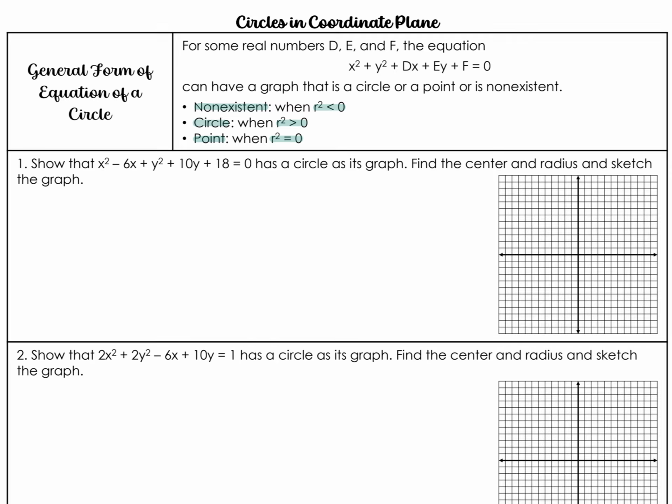All right, so now we're going to do a few problems practicing the completing the square that we learned in the previous lesson. Starting off with number 1, we have: show that x squared minus 6x plus y squared plus 10y plus 18 is equal to 0 has a circle as its graph. We're going to find the center, the radius, and then sketch the graph.